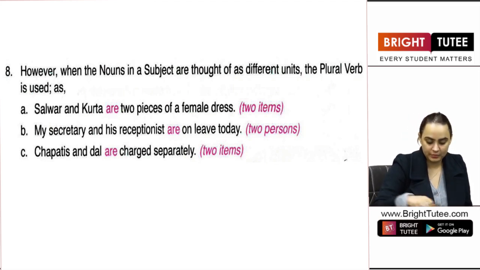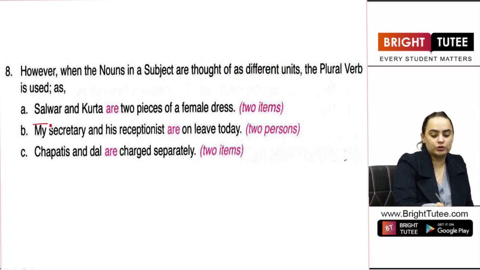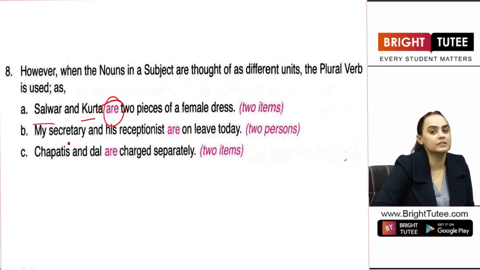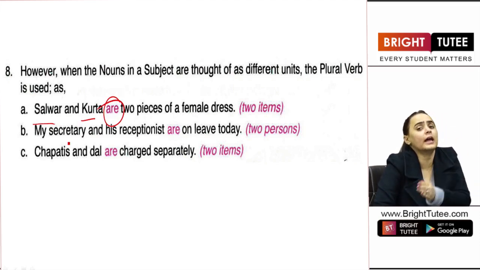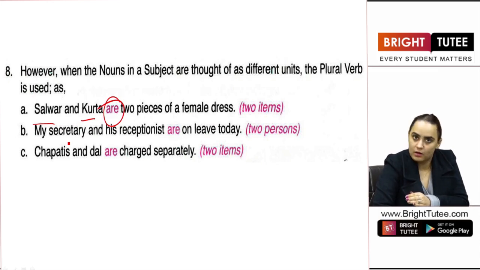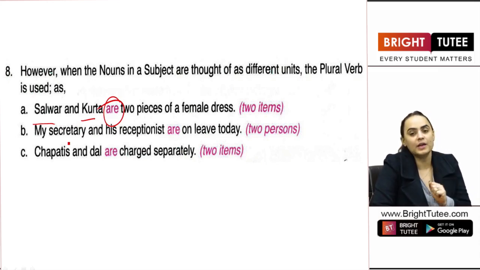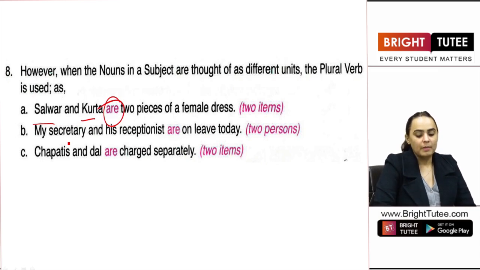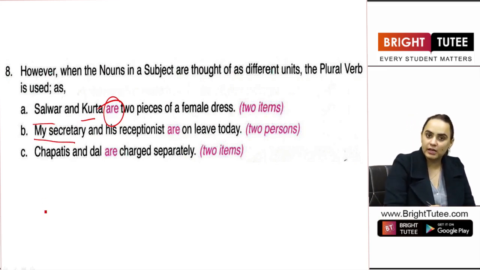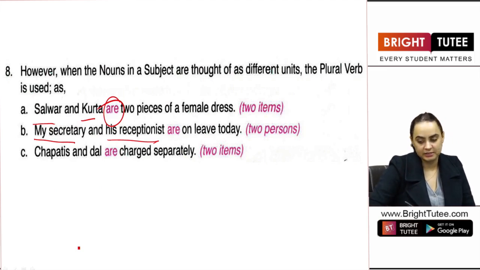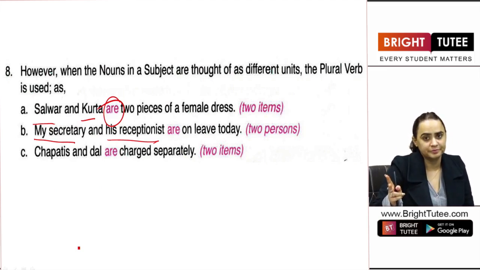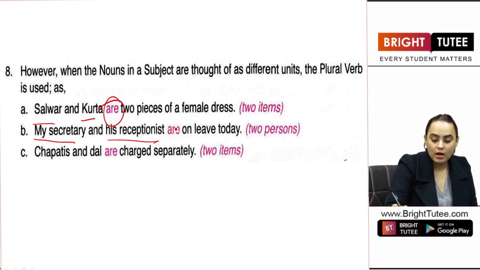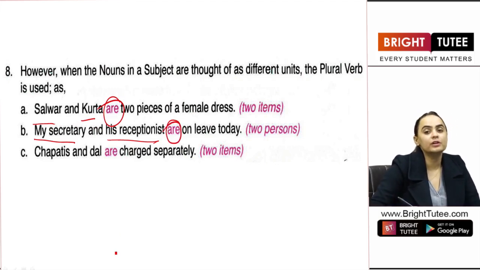For example, salwar and kurta are two pieces of a female dress. Here I am talking about two different items which are used separately, right? Therefore, my verb is plural. My secretary and his receptionist are on leave today. My secretary and his receptionist are two different people. Therefore, my verb is plural in nature.